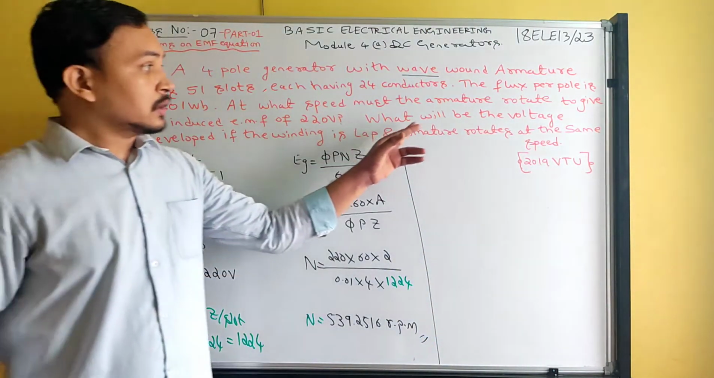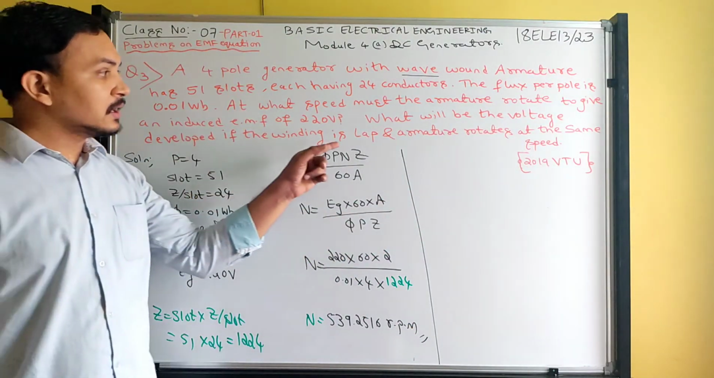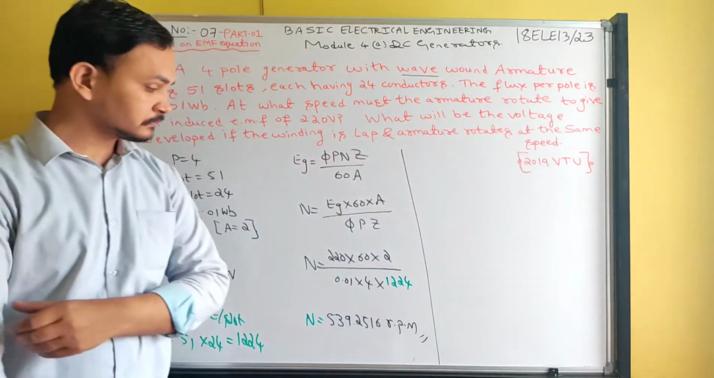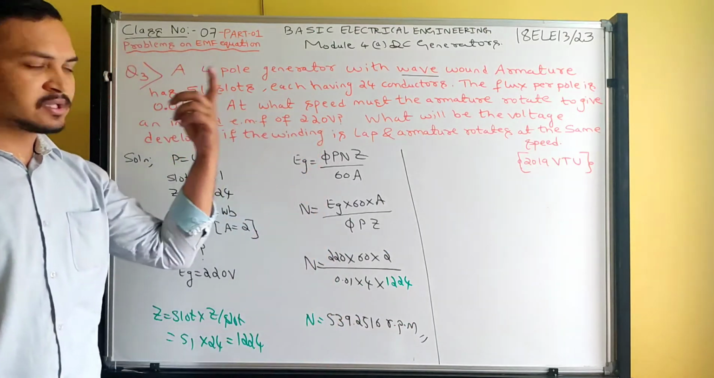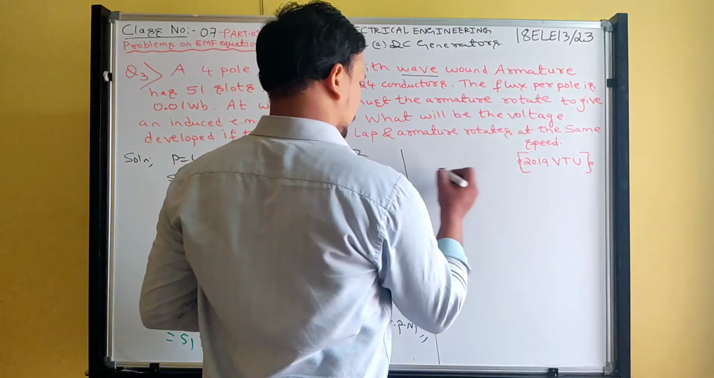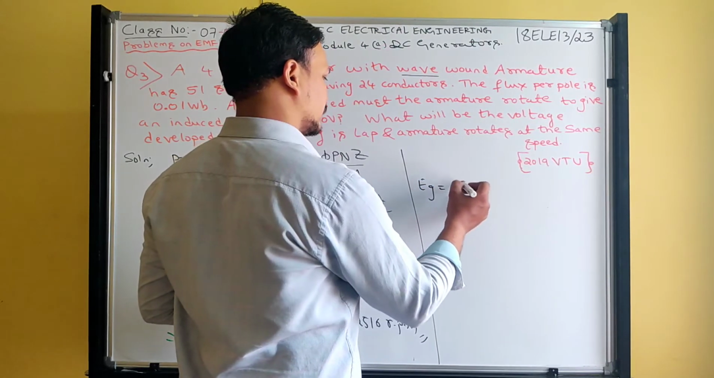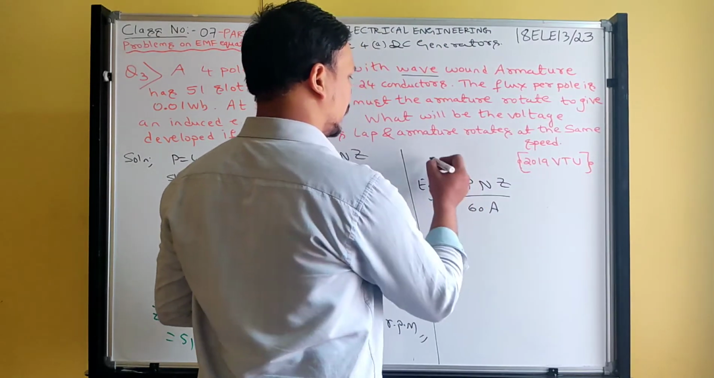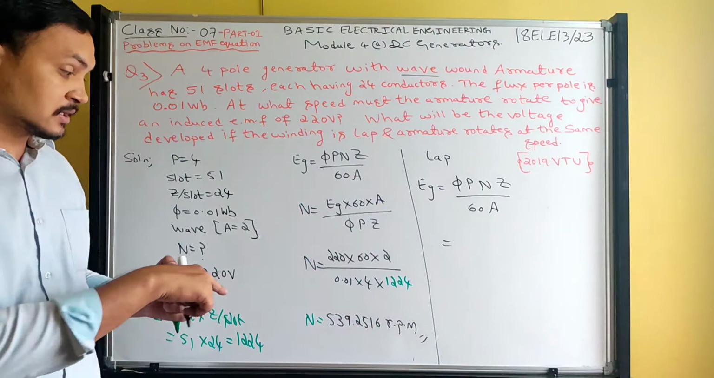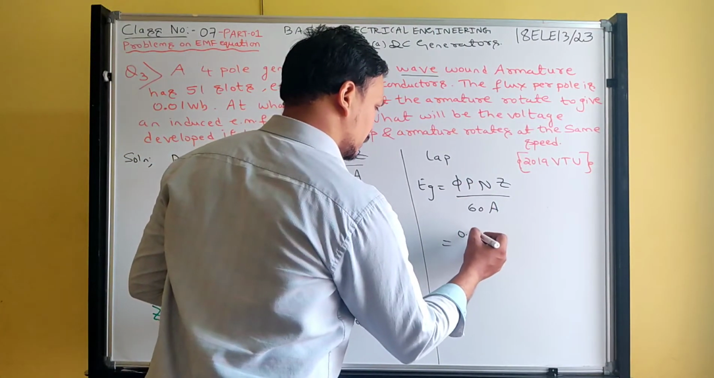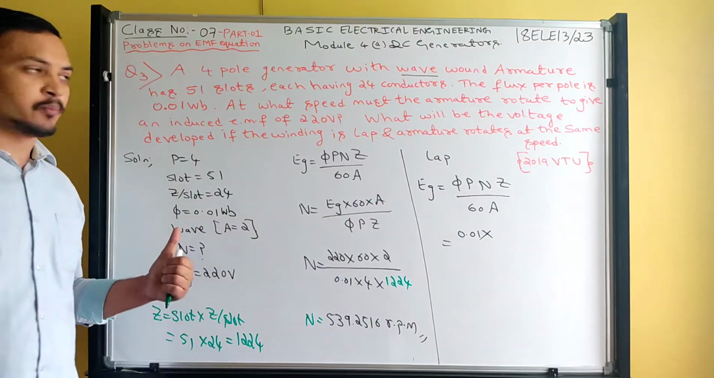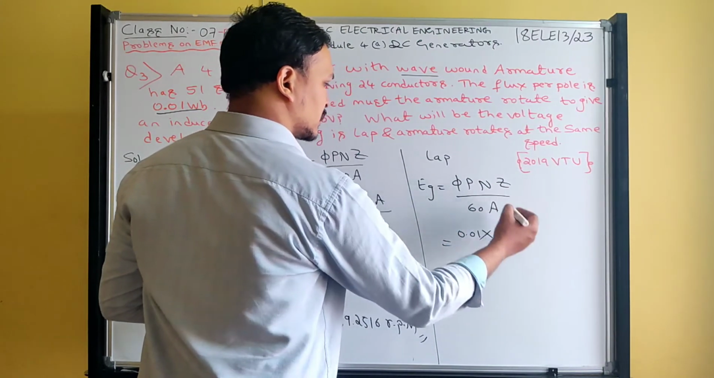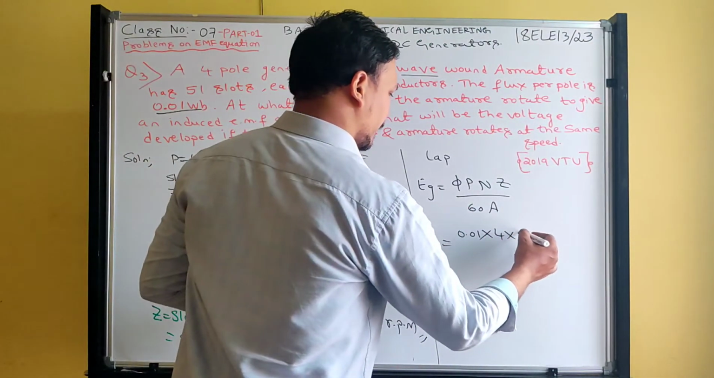Next part. What will be the voltage developed if the winding is lap and the armature rotates at the same speed? See the words same speed. Taking this speed, if the machine is lap, find the new voltage. So now I am writing the EMF equation formula again: phi P N Z by 60A. Now it is lap connected with the same speed. The flux value is 0.01, and the number of poles is 4. Now what is the speed? You take this speed.